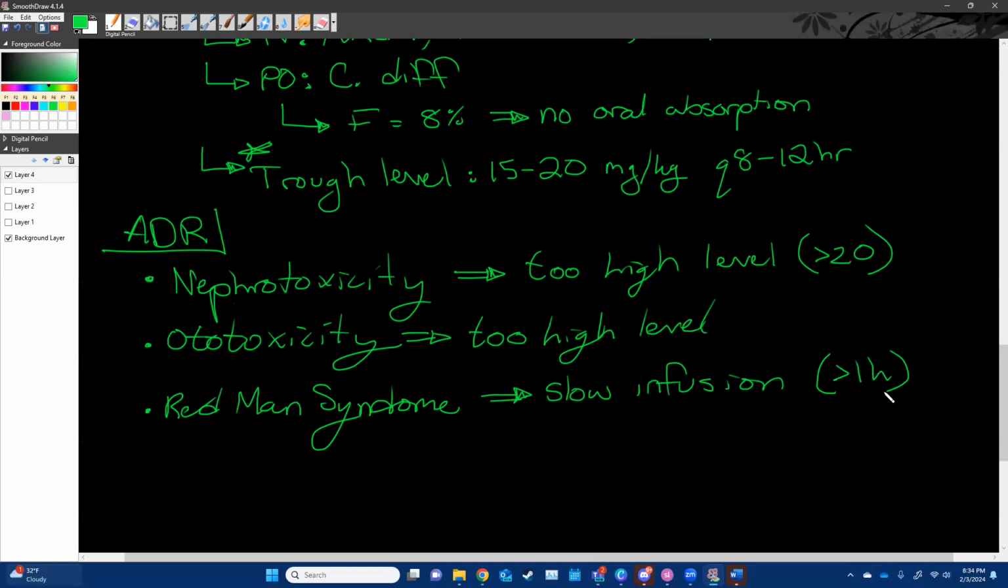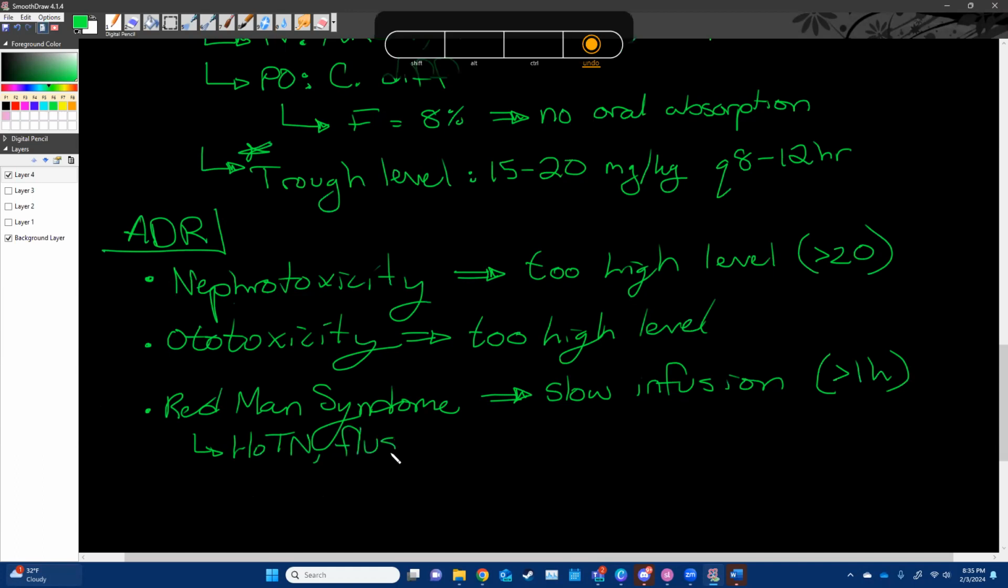What can happen in some people is that this high infusion can cause them to get hypotension, facial flushing, that sort of thing. So the solution to that is just to slow the infusion. So maybe we do it over 2 hours, maybe a little bit longer, something like that. So if someone is getting red man syndrome, hypotension, facial flushing, this is not a reason to discontinue the drug. This is not a hypersensitivity reaction.